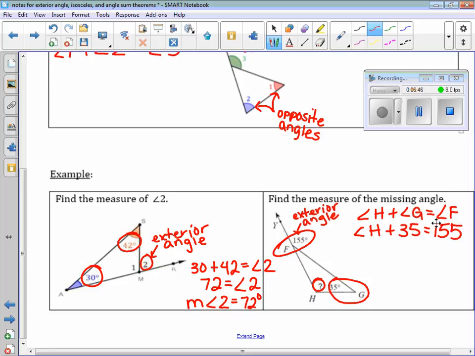So now I have an equation. So just subtract 35. And now I've solved for angle H, which is 120 degrees.